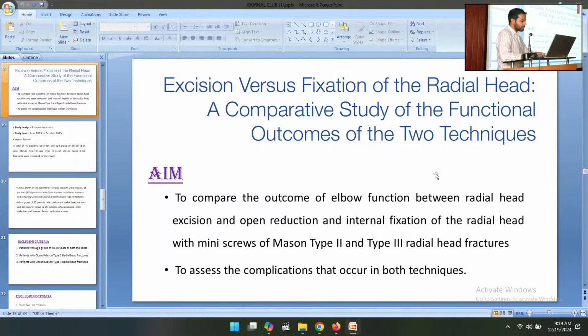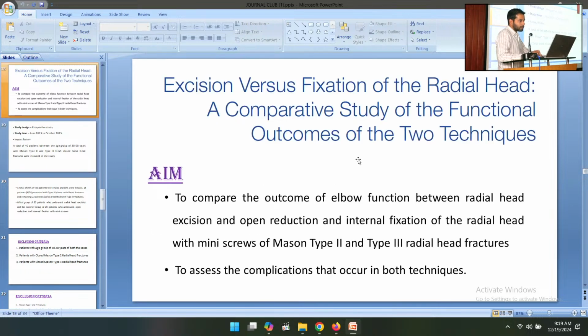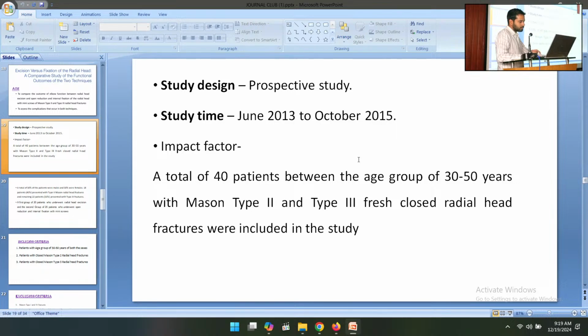Coming to the aim: to compare the outcome of elbow function between radial head excision and open reduction internal fixation of the radial head with mini screw in Mason type 2 and type 3 radial head fracture, and to assess the complications that occur in both techniques. So all your studies are closed fractures. Closed, yes, sir. And fresh fractures. Yes, sir. Study design is a prospective study. Study time June 2013 to October 2015.